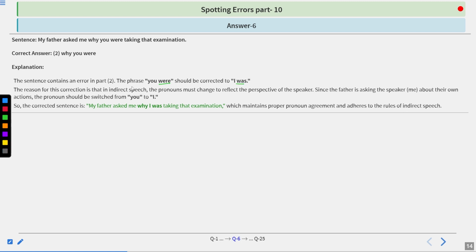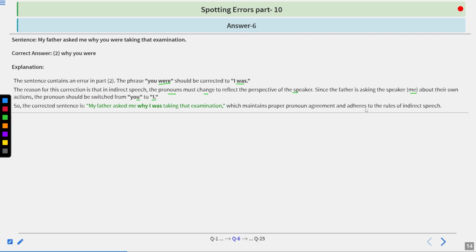The reason for this correction is that in indirect speech, the pronouns must change to reflect the perspective of the speaker. Since the father is asking the speaker, me, about their own actions, the pronoun should be switched from you to I. The correct sentence is my father asked me why I was taking that examination, which maintains proper pronoun agreement and adheres to the rules of indirect speech.